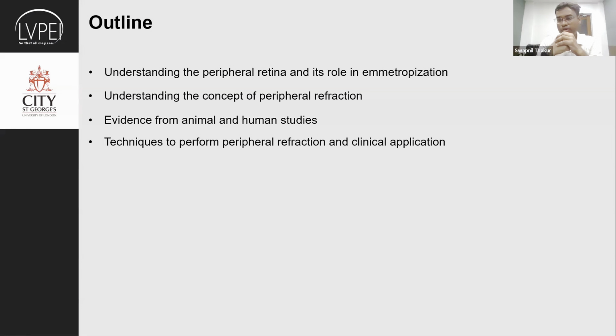First of all, we'll learn about what the peripheral retina is and how it plays a role in emmetropization. Secondly, we'll understand the concept of peripheral refraction, and thirdly, it will be followed by the level of evidence from the experiments done in animal species as well as in humans. Lastly, we'll understand the different techniques to perform peripheral refraction and how we can apply the concept of peripheral refraction in our clinics.